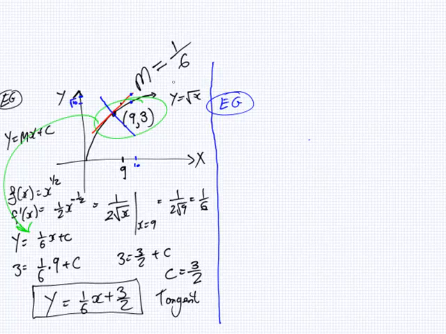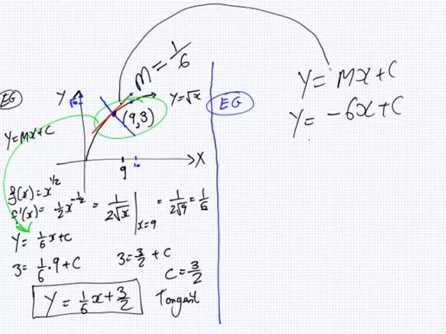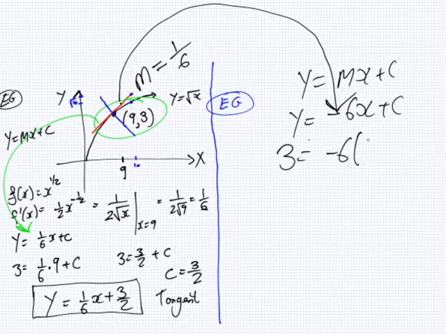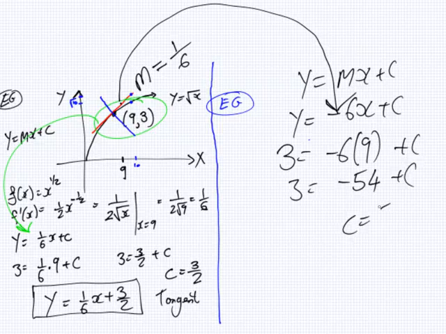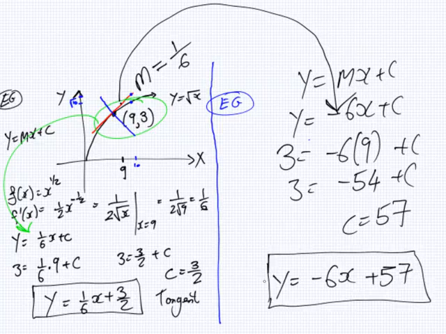Okay, let's have a look at it. So for the normal, what's the slope? If the last one was 1 over 6, then the slope here is minus 6. And we find the c by using a point. So I get 3 equals minus 6 times 9 plus c, so minus 54 plus c, so c equals 57. So here we go, y equals minus 6x plus 57.